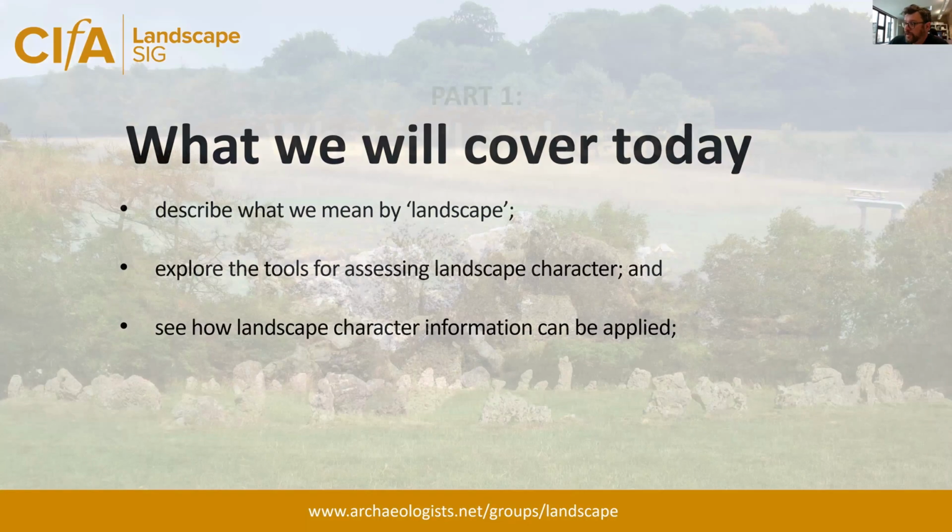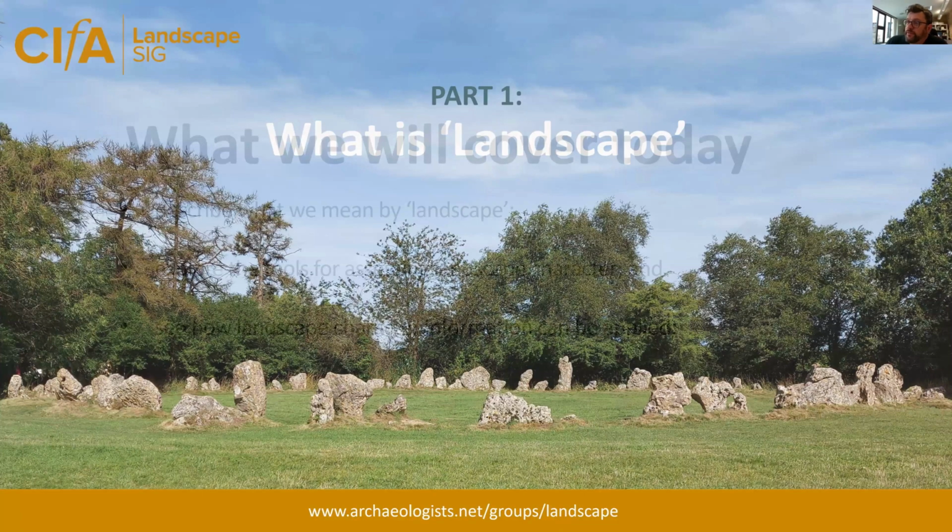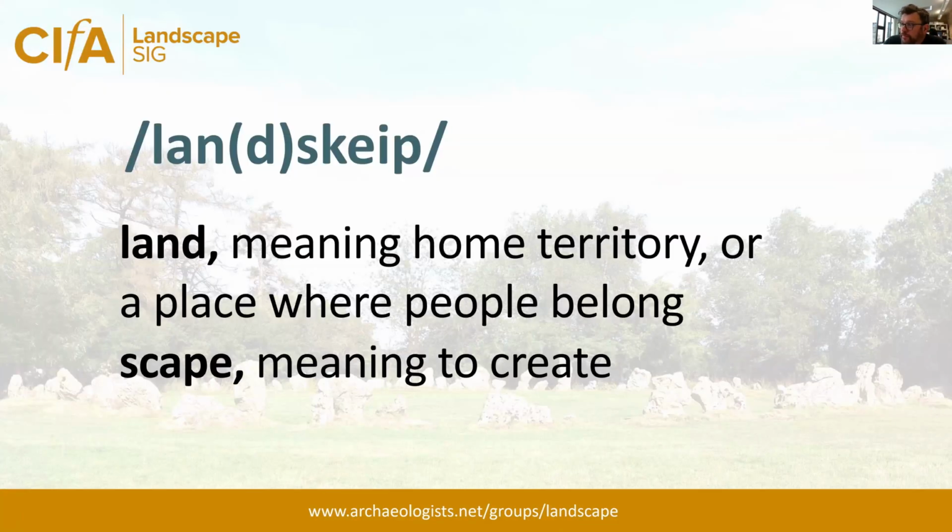What is landscape? This is one of the definitions I use, and we touched on this, I think, in the very first introduction to the special interest group. Land is meaning home or territory or place where people belong, and scape means to create. So that, for me, has a really important message around landscape being about people, about interaction between people and the land to create landscape.